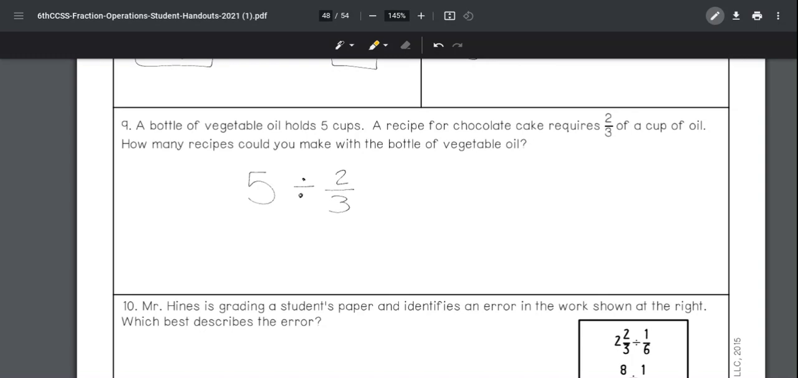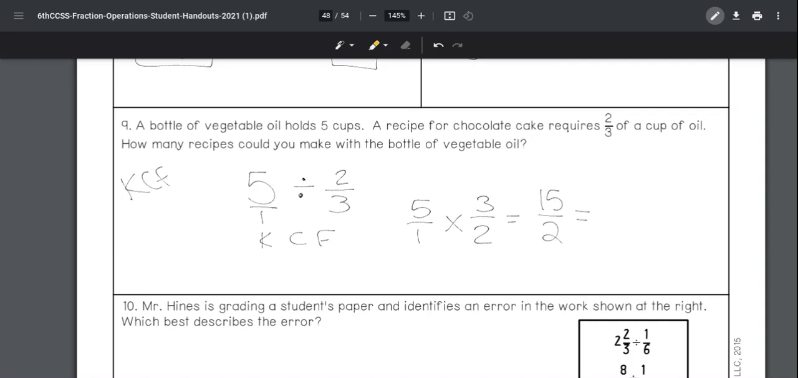So we're dividing fractions, so we got to use the keep, change, flip. Before I do that, make sure your whole number has a 1 underneath. Tops and bottoms for both, keep, change, flip. Keep 5/1, change division to multiplication, and flip so it's 3/2. Can't simplify, so multiply straight across. 5 times 3 is 15. 1 times 2 is 2.